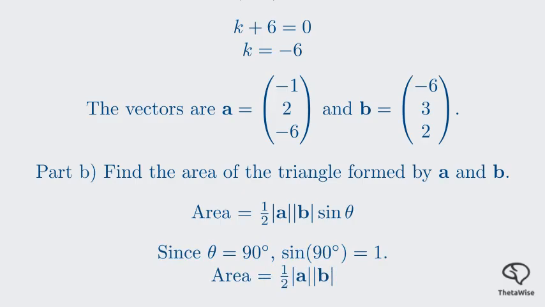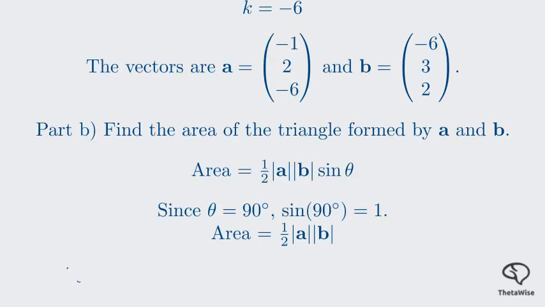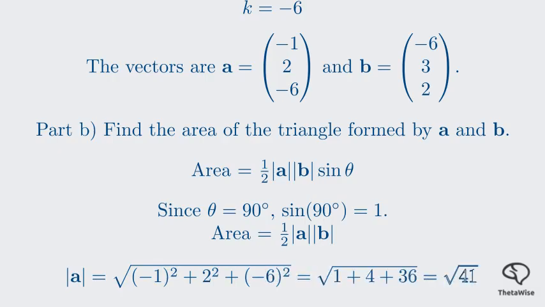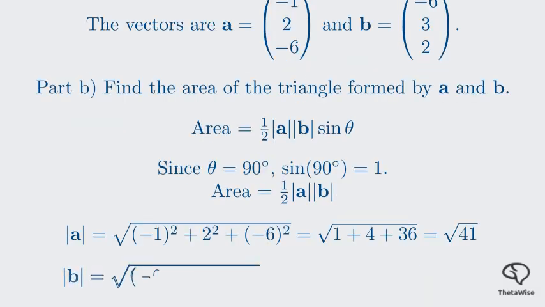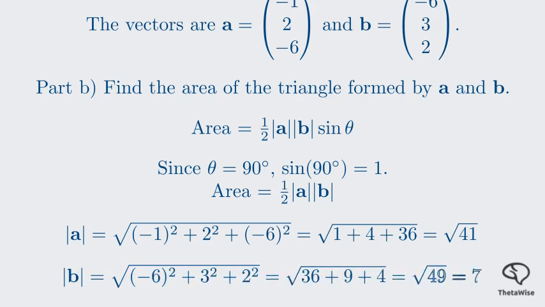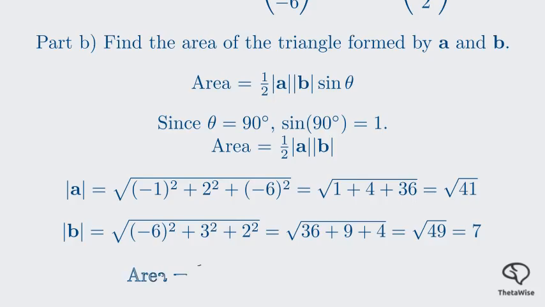Now we just need to find the magnitudes of vectors A and B. The magnitude of A is the square root of 1 plus 4 plus 36, which is the square root of 41. The magnitude of B is the square root of 36 plus 9 plus 4, which is the square root of 49, or 7. Finally, the area of the triangle is 1/2 times root 41 times 7, which equals 3.5 times root 41 square units. In this problem, we've successfully combined the concepts of perpendicularity and magnitude to solve a complex vector geometry problem, achieving our objective.